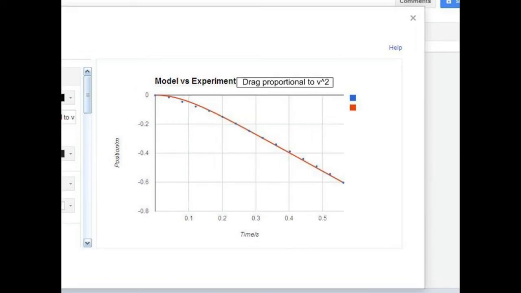The second graph we will consider is that for the drag force directly proportional to v square. Here we see that there is a much better fit between the experimental data and the model. We can therefore conclude that taking the drag force as directly proportional to v square is much more appropriate to model the drag force.